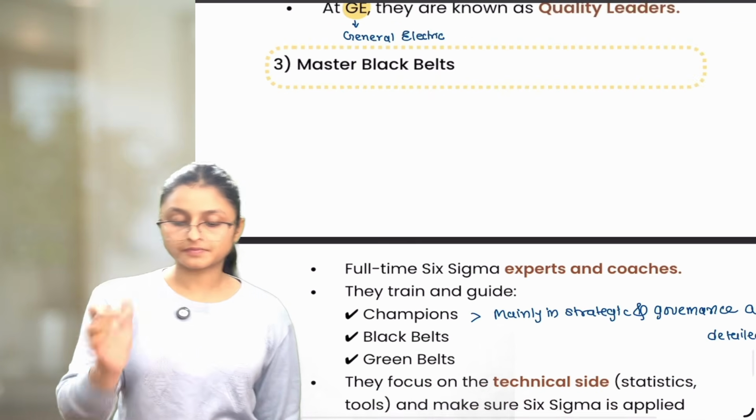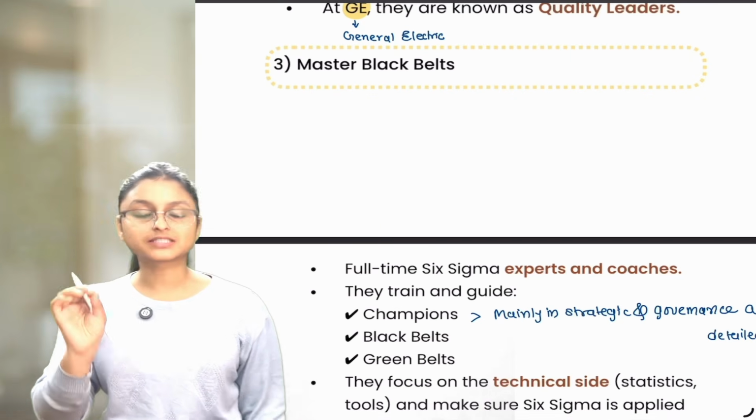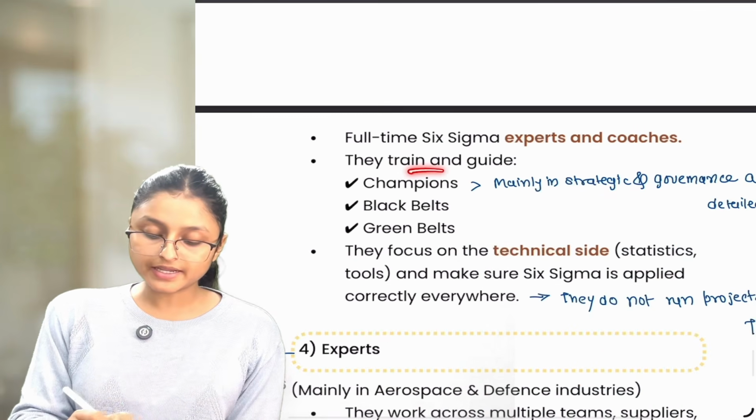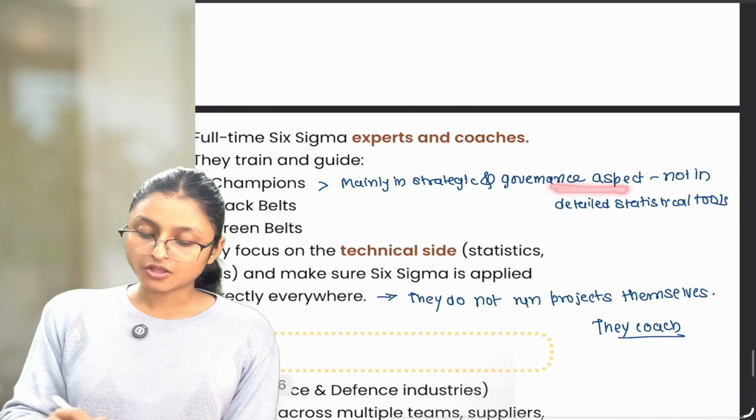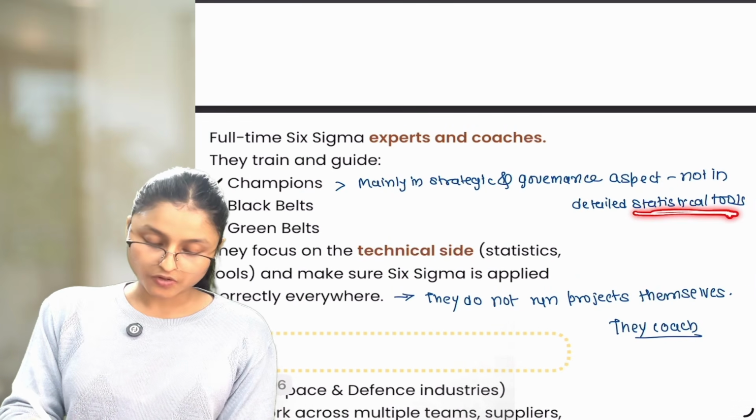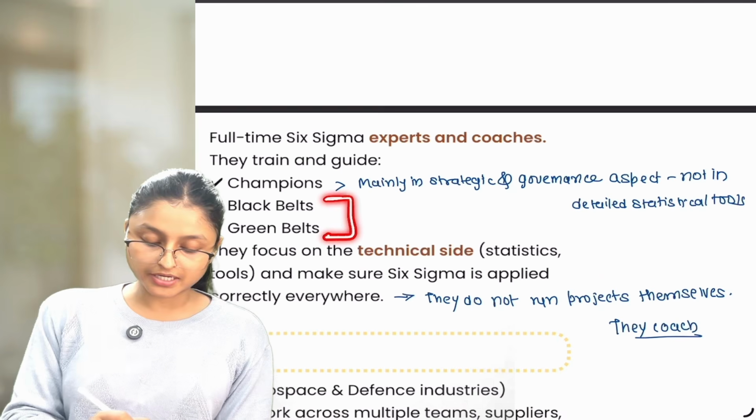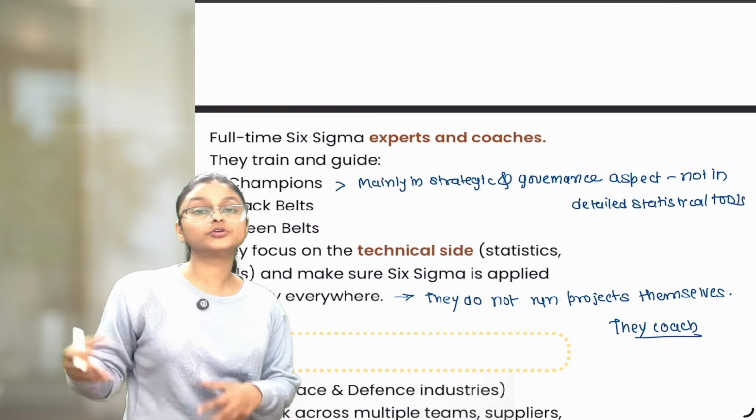Next comes master black belts. These are full-time Six Sigma experts and coaches. They train and guide champions for strategies and governance aspects, not in detailed statistical tools. For detailed statistical tools, they will train black belts and green belts who are actually going to work.